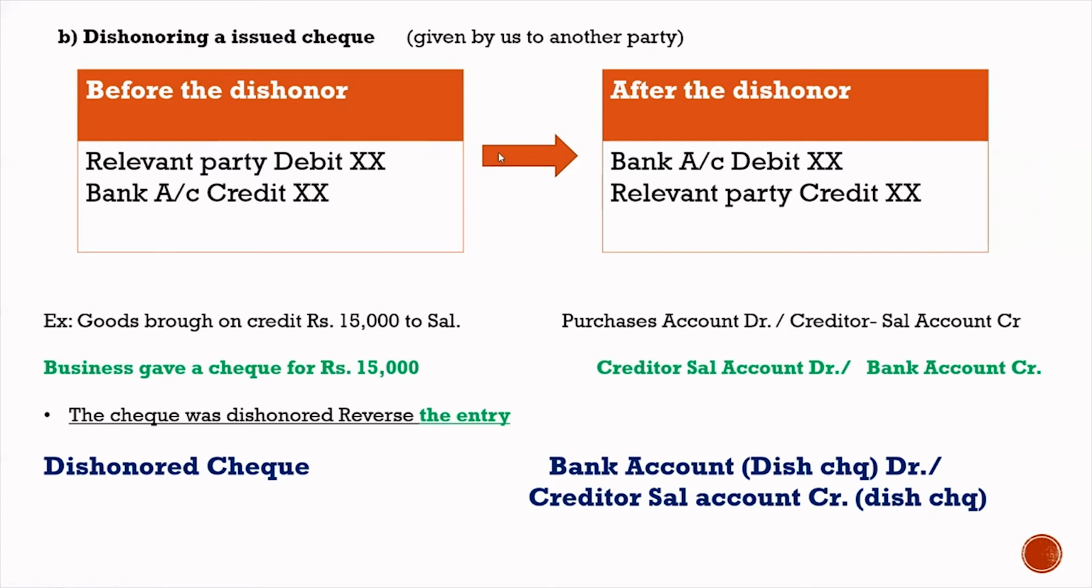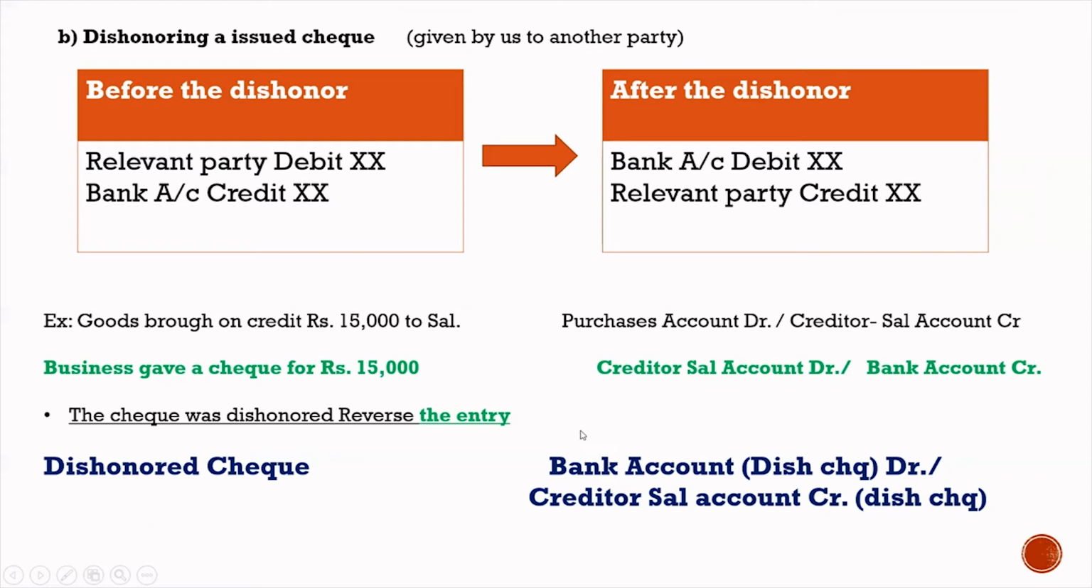So for example, imagine we bought goods from Sal on credit, rupees 15,000. Then purchase account is debited and the creditor Sal account is credited. And think we paid him by a check worth 15,000. So Sal, which was formerly credited, now is debited and the bank account will be credited.